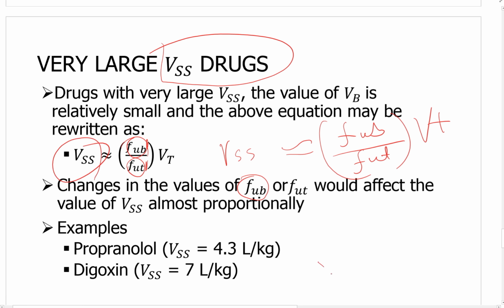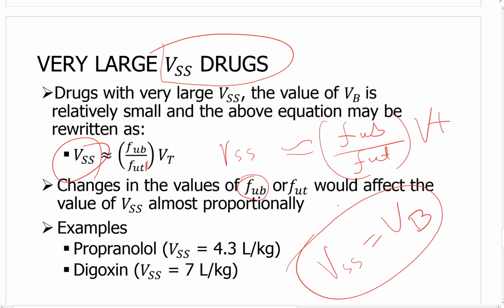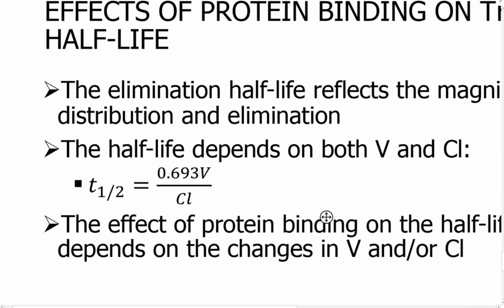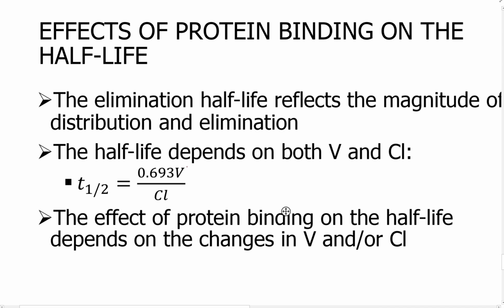In case of here, this equation, VSS is equal to VB. So that means any changes in FUB or FUT is not going to affect small VSS drugs, small volume of distribution drugs, but for large volume of distribution drugs, any change in the protein binding will affect the VSS. And as you will learn later, when volume of distribution changes, clearance changes, half-life will change. That means this protein binding can affect half-life. When it affects half-life, it can affect the dose.